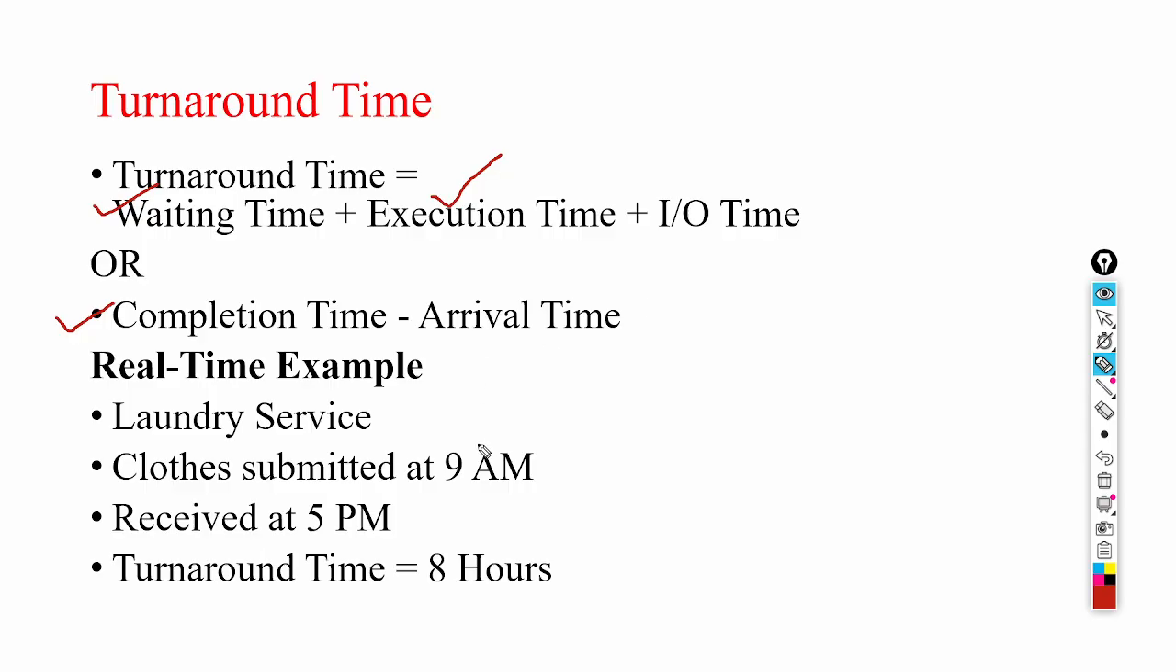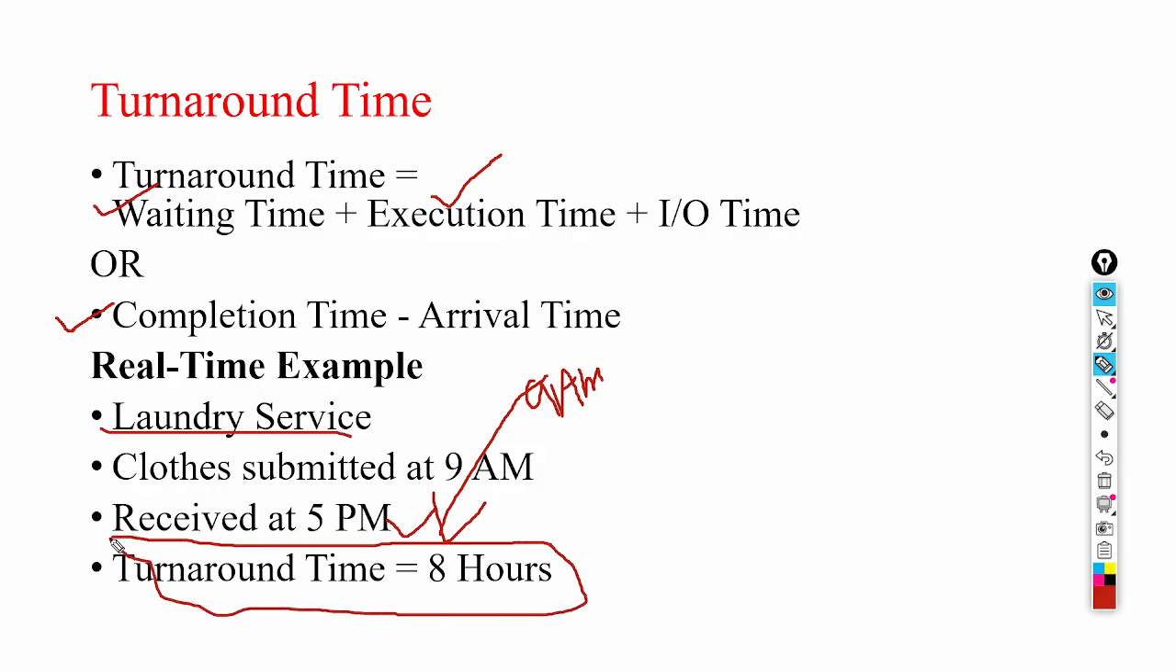Suppose you submit clothes to a laundry shop at 9 a.m. and receive them back at 5 p.m. You received the clothes from the laundry service at 5 p.m. So this total duration represents the turnaround, from 9 a.m. to 5 p.m. How many hours are there? 8 hours. So this we call turnaround time. Clear?